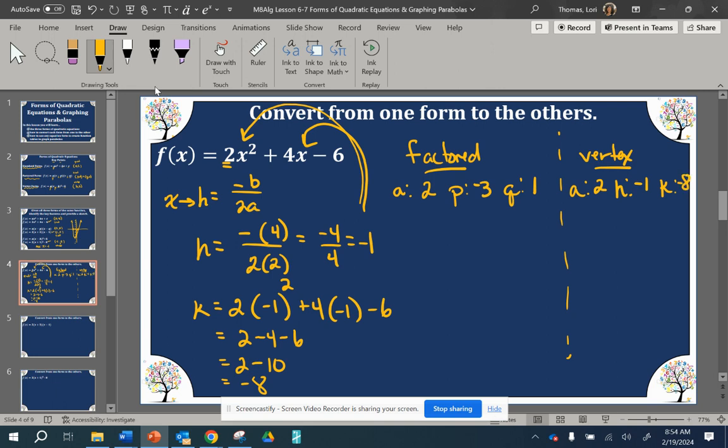Now we can write our function in vertex form. f(x) equals, my a value is 2, x minus -1 becomes x plus 1, quantity squared, minus 8. And now we have vertex form. So now we have learned how to go from standard to factored and standard to vertex.